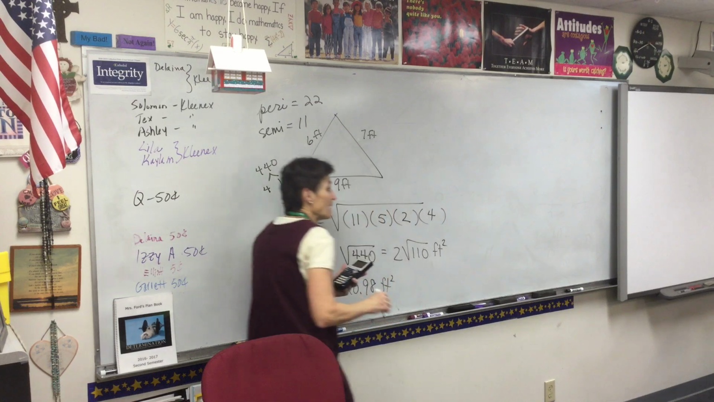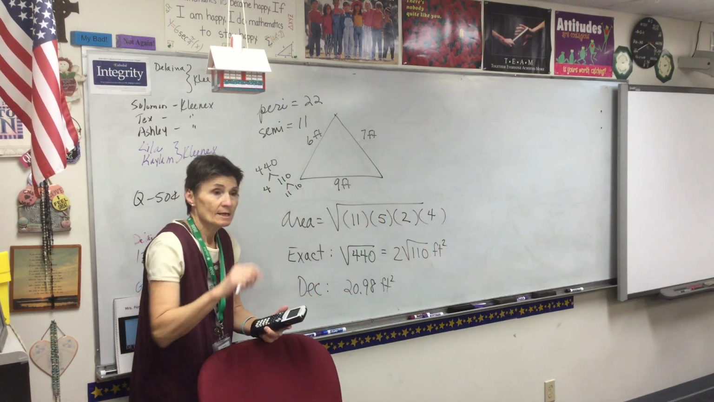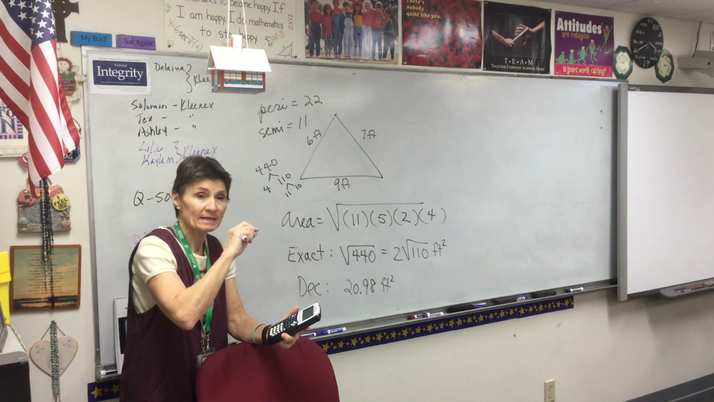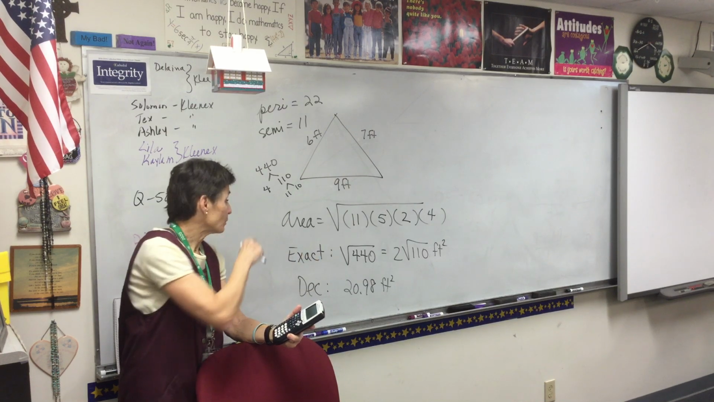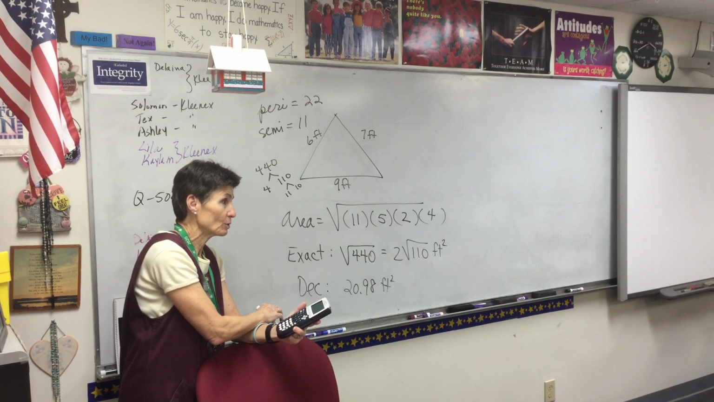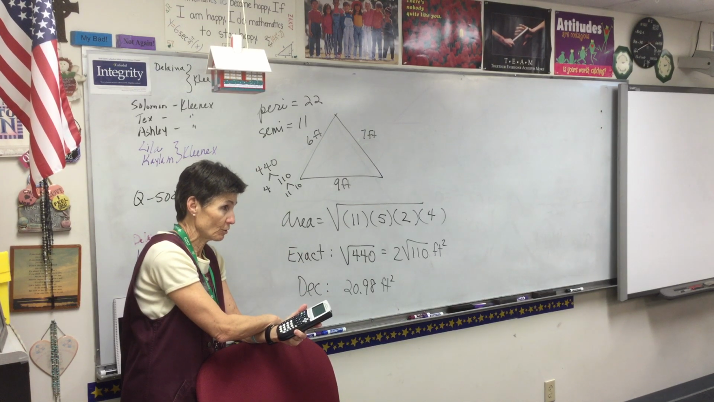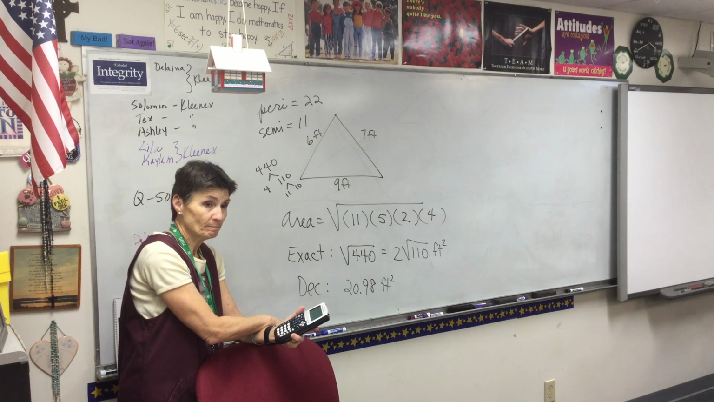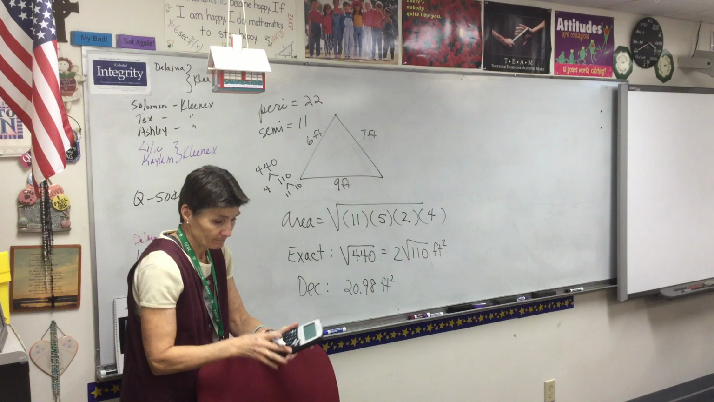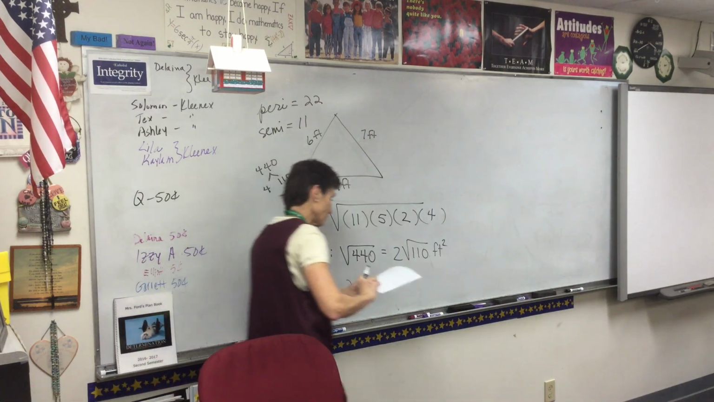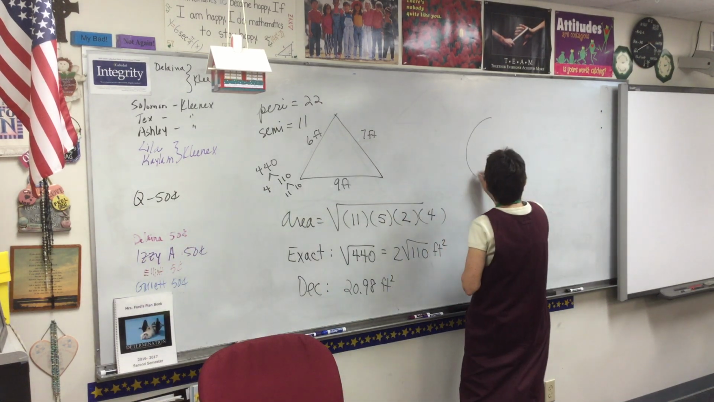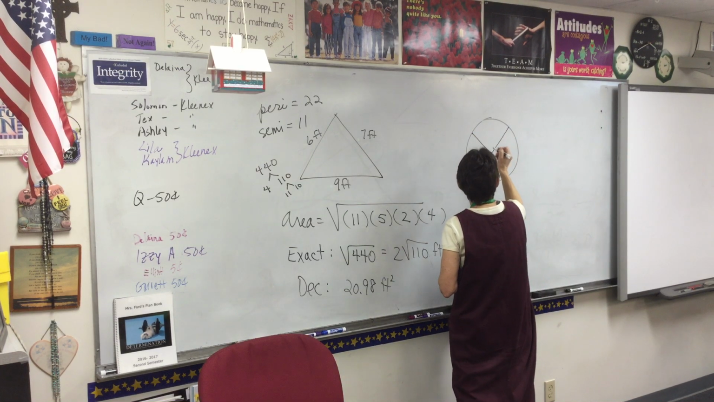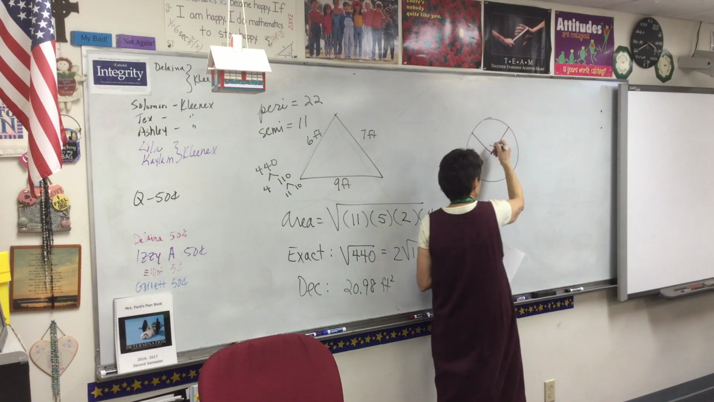Now, on your quiz, some of the problems will say find exact answer and some will say find decimal answer. So I'm doing both just so we practice both. You will not be doing both on your quiz on the same problem, okay? All right. Now, what do we have in number 2? You have a circle with a triangle. Well, there's a name for this. What do we call this?